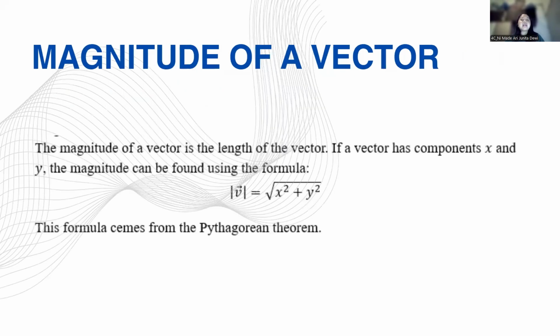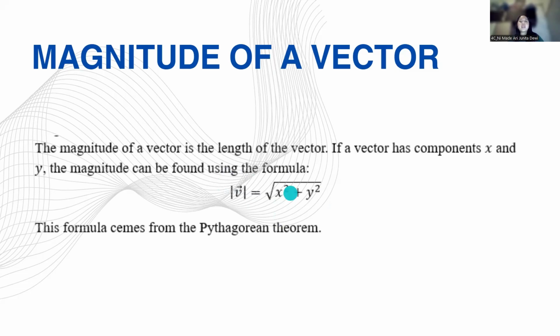And let's learn how to find the magnitude of a vector. The magnitude of a vector is the length of the vector. If the vector has two components, x and y, we can find its magnitude using the formula. The magnitude of vector v equals the square root of x squared plus y squared. It's the mathematical form. Let's look at the screen.